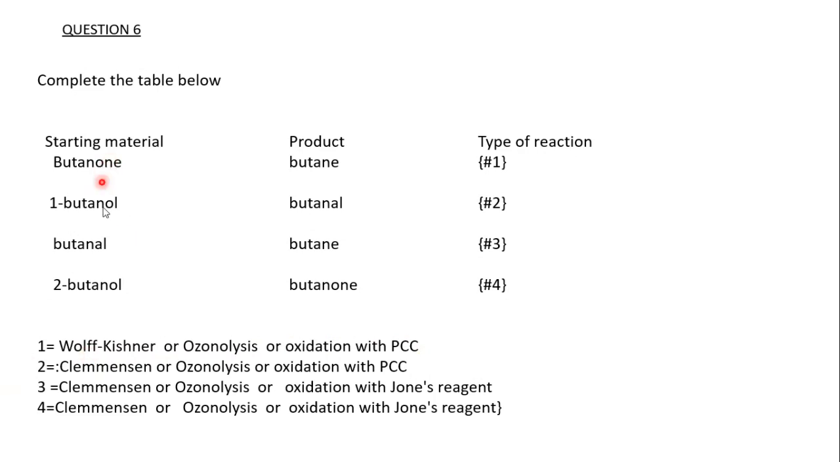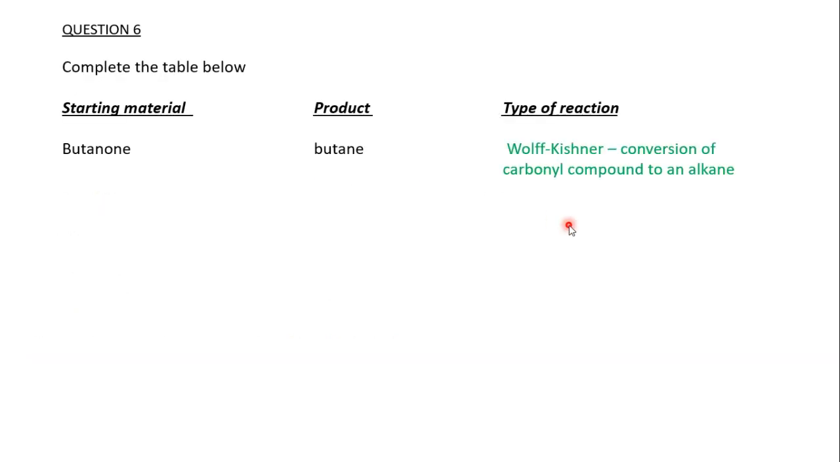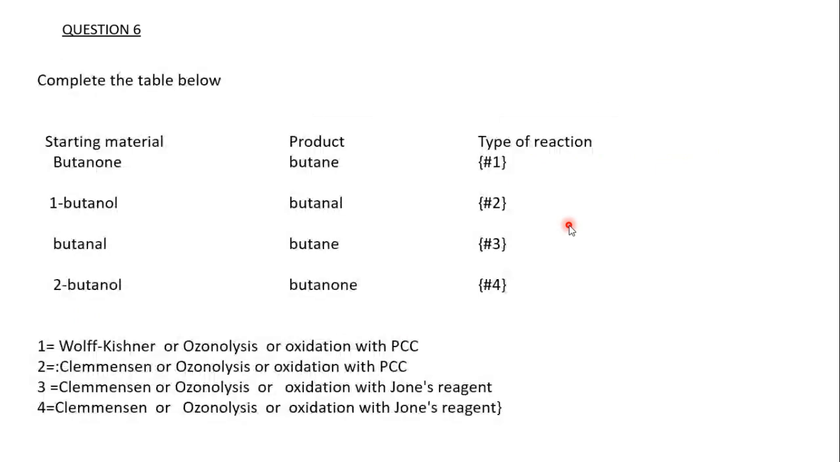Wolff-Kishner. So we know Wolff-Kishner converts carbonyl compounds to alkanes. So, Wolff-Kishner it is. Let's just go through all of them. We're going from an alcohol to an aldehyde. Out of these 3 options for question 2, which one is going to convert an alcohol to an aldehyde? Oxidation with PCC. Clemmensen would not do it. Ozonolysis does not react with alcohol, so it must be oxidation with PCC.